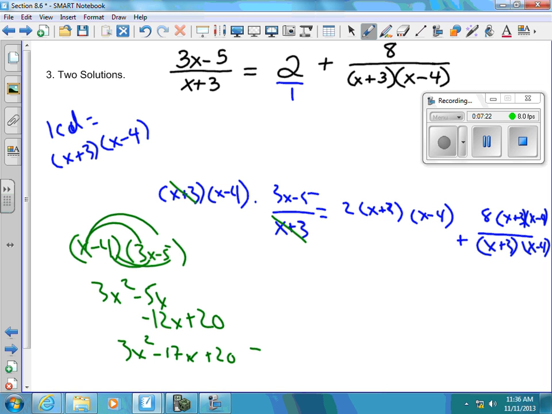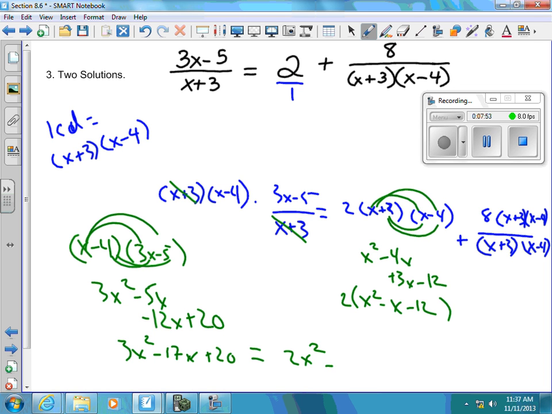Over here, that equals, on this side, we're going to have a little work to do as well. X times x is x squared. X times negative 4 is negative 4x. 3 times x is 3x. 3 times negative 4 is negative 12. Still have that 2 to distribute. Oops, negative 4x and 3x is negative 1x. Multiply that all by 2.